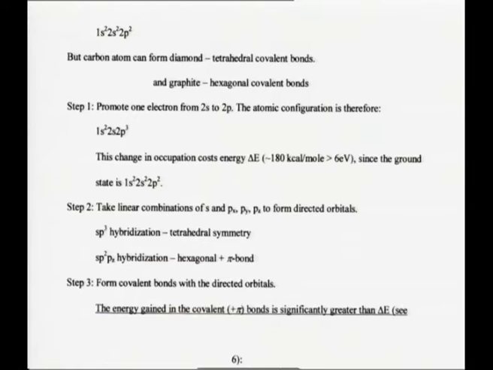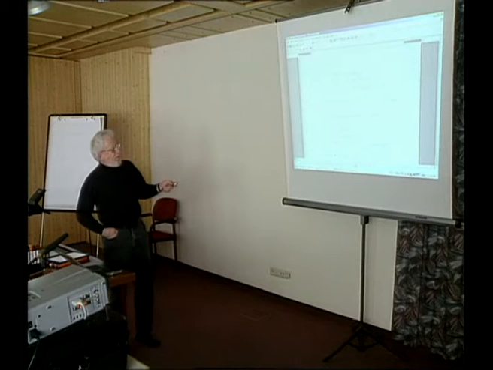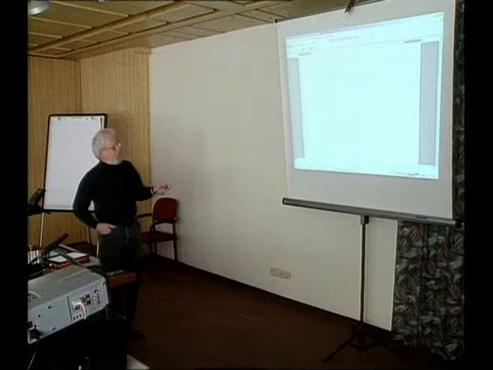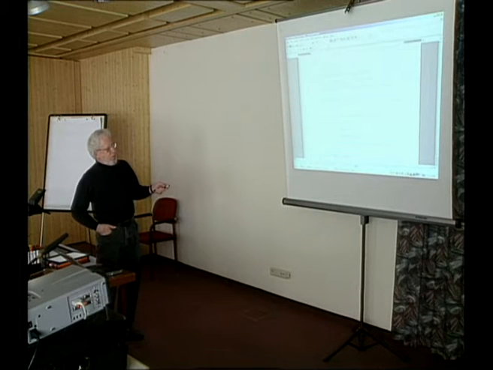So we take linear combinations of this s. I've got an unfilled s electron. I've got 3 p orbitals. I form linear combinations with either sp3 tetrahedral symmetry or sp2pz hexagonal plus a pi bond. This one will give us diamond structure, or will give us polyethylene. This one will give us graphite structure, or will give us polyacetylene. And we can just follow those routes to a variety of polymers.